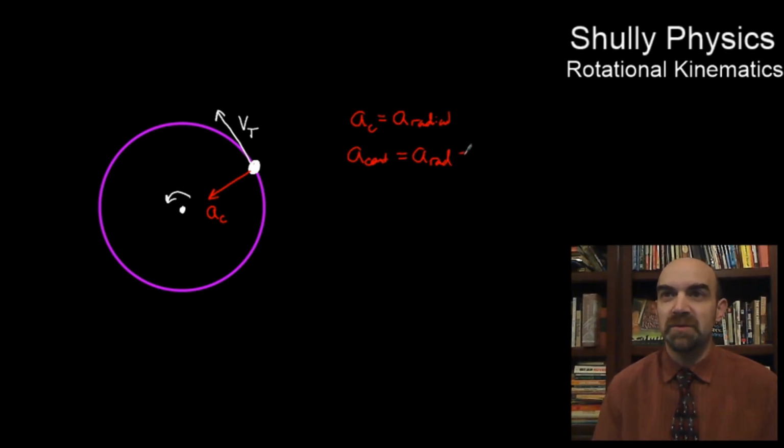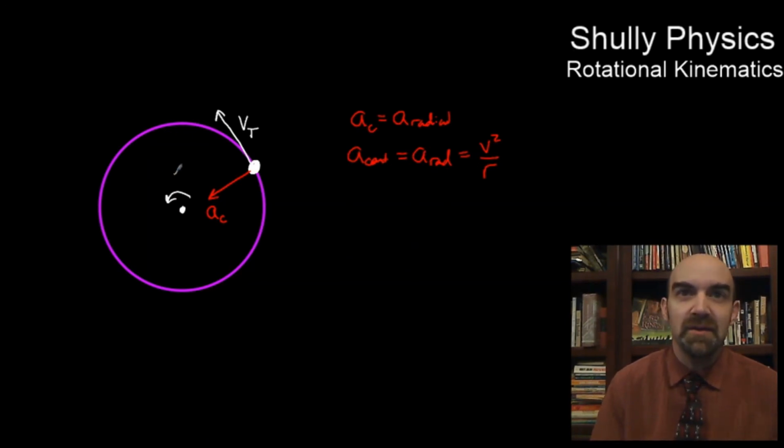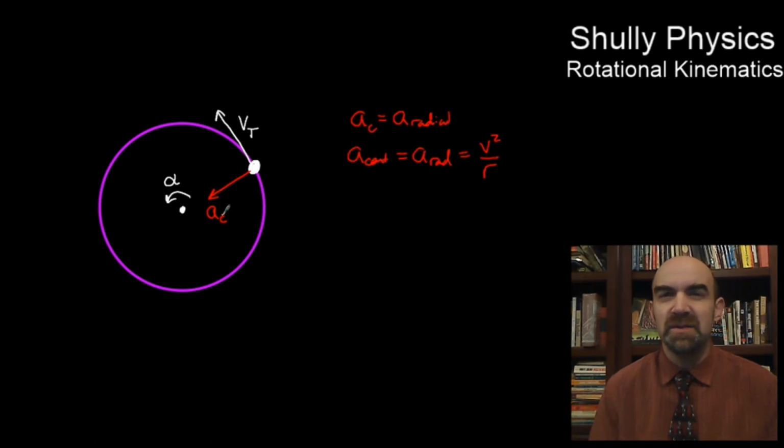All right, and of course you might recall that that has a relationship v squared over r. Now what happens if there is an angular acceleration? You see, this radial acceleration is going to be there whether or not the object is speeding up its spin or slowing it down. Remember, this is an acceleration that changes a translational direction. This is what's causing the person on the merry-go-round to stay in a circular path.